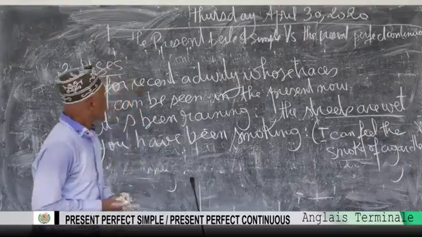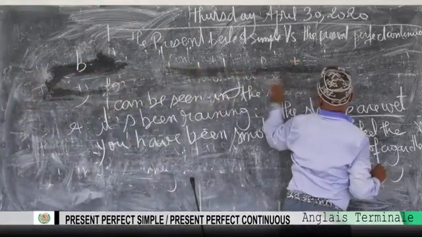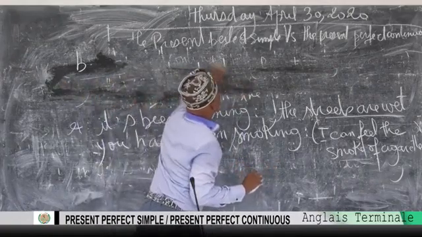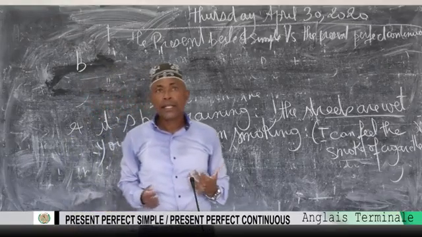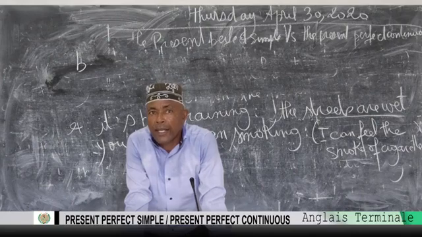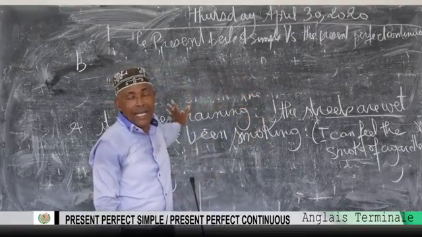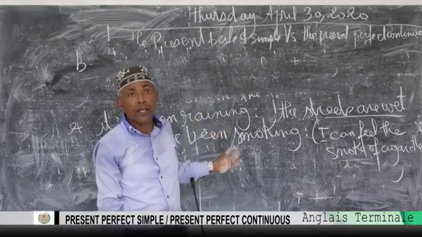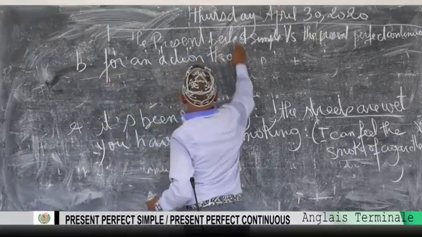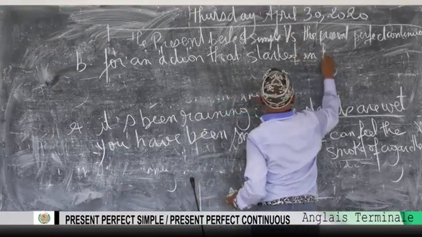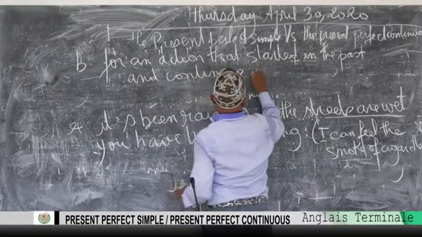Okay? Now, let's move on to the other use of this tense. So, we can also use the present perfect continuous for an action that started in the past and continues up to the present. But remember, it is used with action verbs. In this context, only action verbs are used. So for an action that started in the past and continues up to the present.